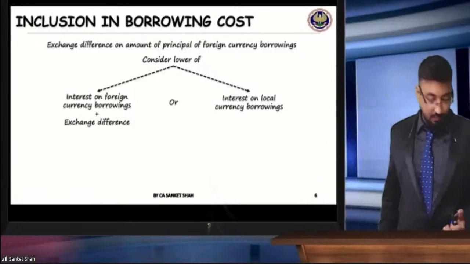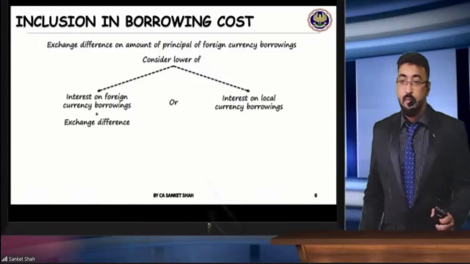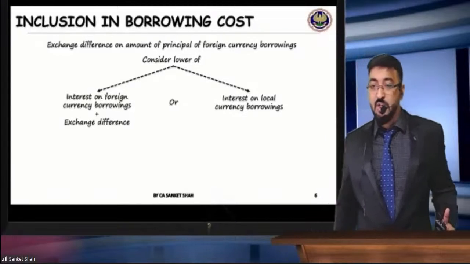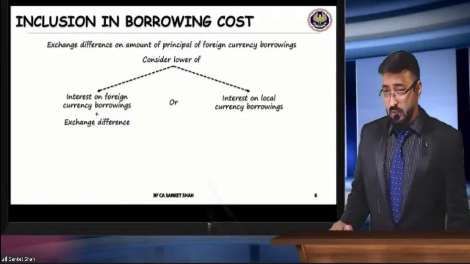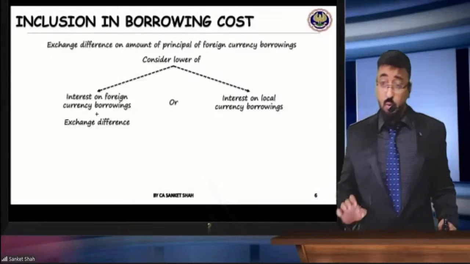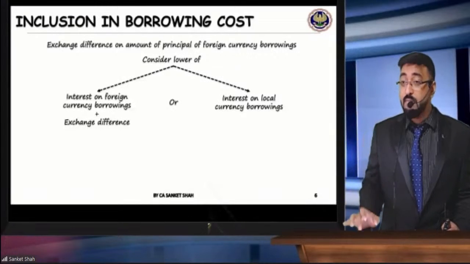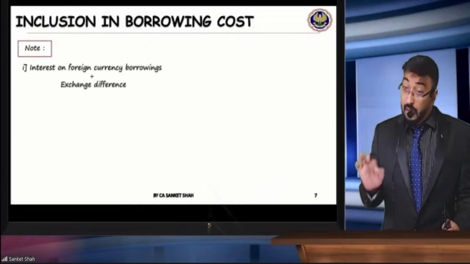So write down this. Consider lower of interest on foreign currency borrowings plus exchange difference, or interest on local currency borrowings. Now this exchange difference, sir, what is exactly the meaning? I will tell you, but you have to keep some patience, because I will take one problem. Note. Write down this note.